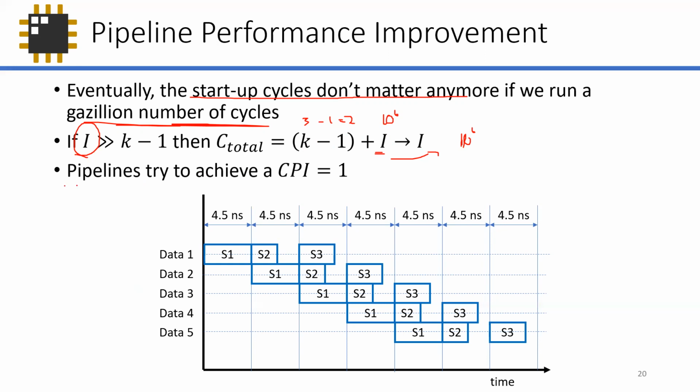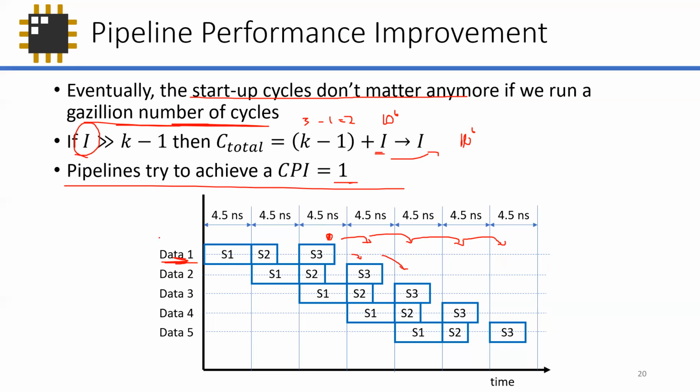So essentially, pipelines try to achieve a clock cycle per instruction of 1. After the first data being processed, in the succeeding cycles it takes only 1 cycle to process the succeeding data, right? So you can see it that way.